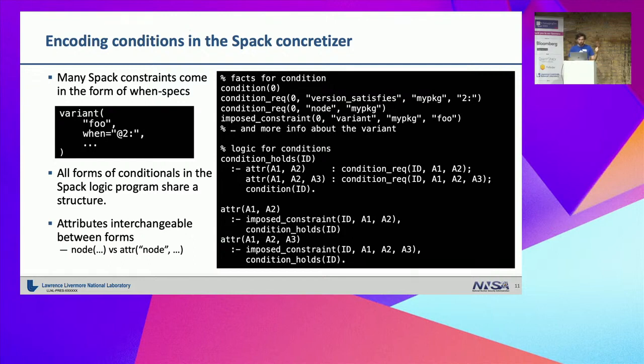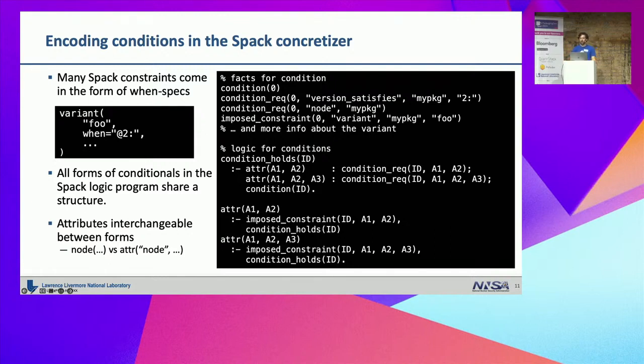So you get a condition. The condition has an ID, and it has requirements and imposed constraints. And you can think of this as the same as the rules in Clingo to begin with, right? They have a body and a head. If the body is true, the head becomes true. Well, we've split it out in Clingo, but it's still the same thing. If these two condition requirements are true, then the imposed constraint is true.